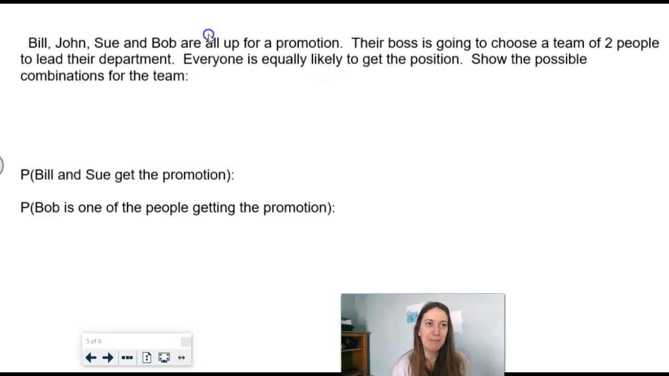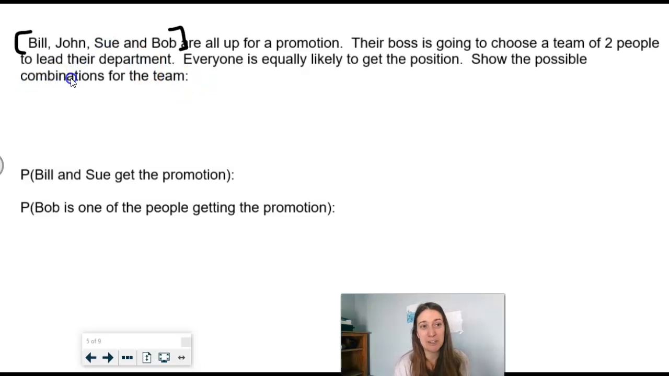All right, so here we have Bill, John, Sue, and Bob. So these 4 people are all up for a job promotion. The boss is going to choose a team of 2 to lead the department. Everyone's equally likely to get the position. Sure. All right, show the combinations for the team.